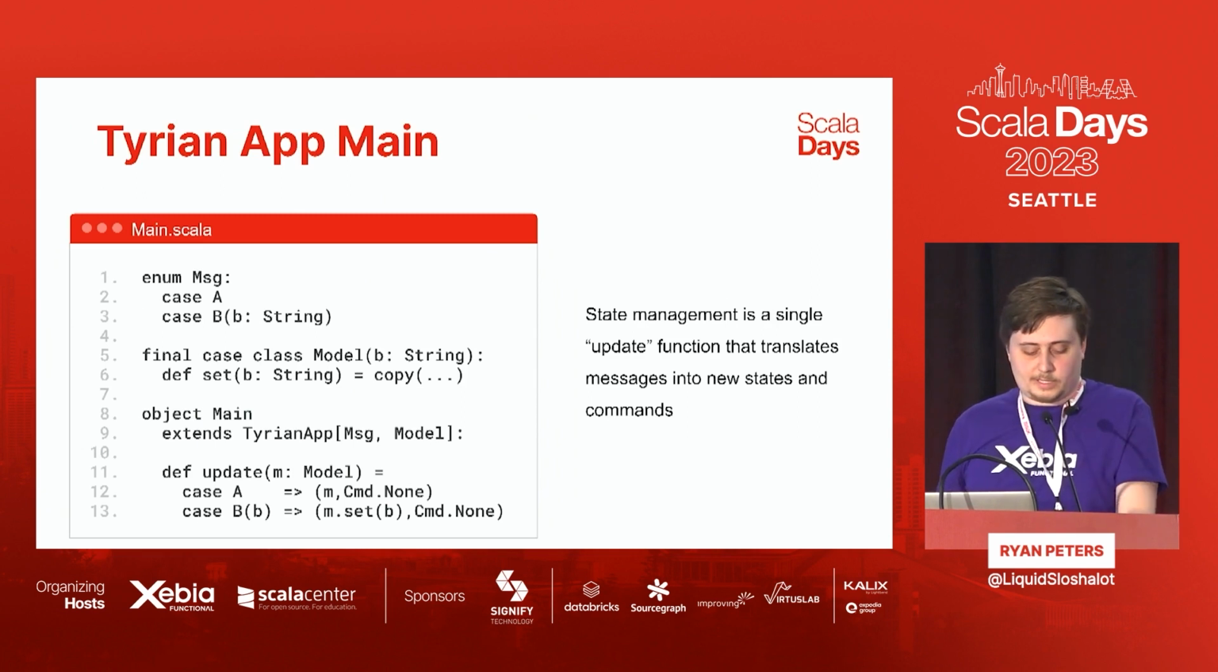So when you're making a Tyrian app, it kind of looks like this from the start. You have your main class here. You have a function to update the model. You get, that's actually wrong. M is supposed to be a message. So right here, where it says wrong one.